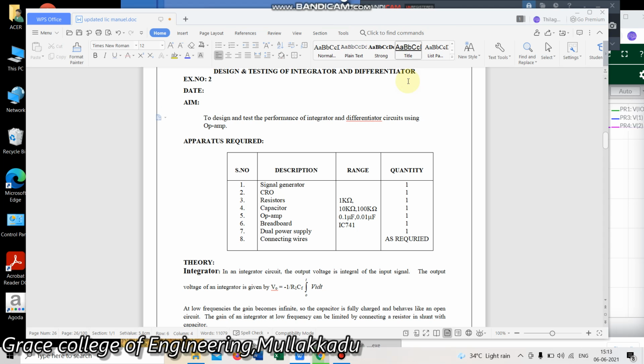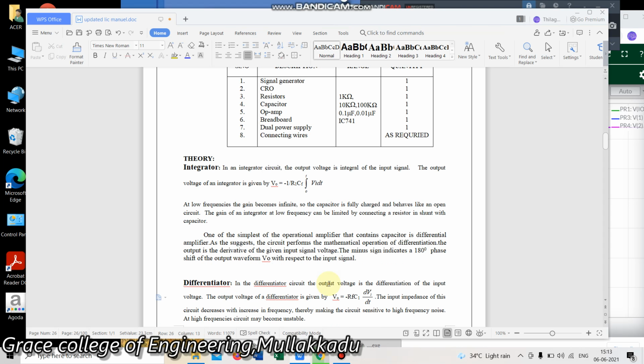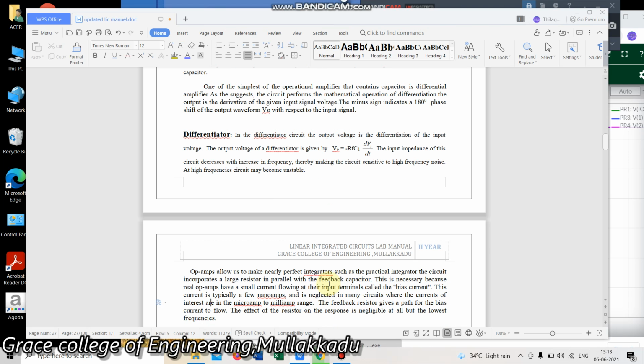Regarding the integrator, the output voltage V0 is equal to -1 divided by R1 CF, integration from 0 to T of VI dt, where VI is the input voltage. For the differentiator, the output voltage is equal to minus RF into C1 into dVI/dt. Here the input voltage is differentiated and it produces the output voltage.